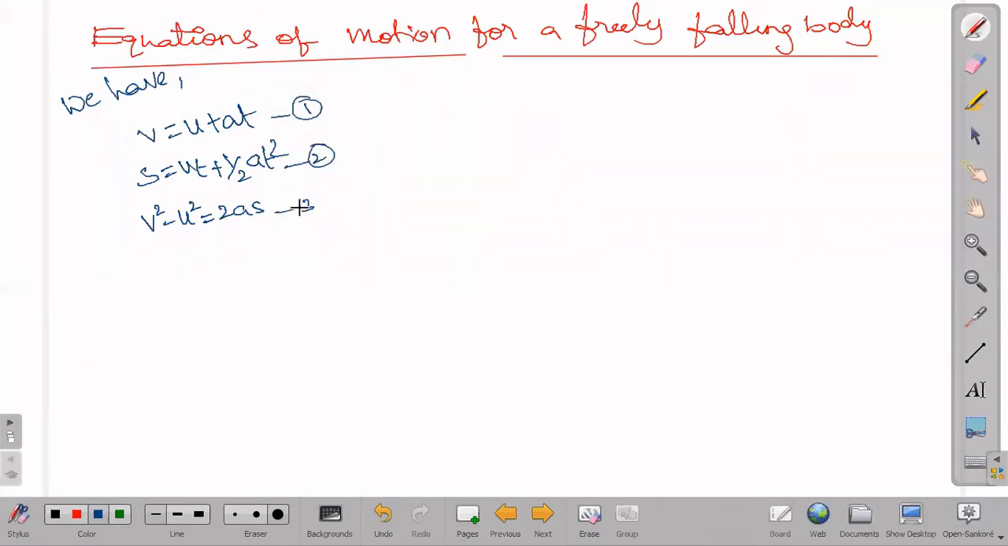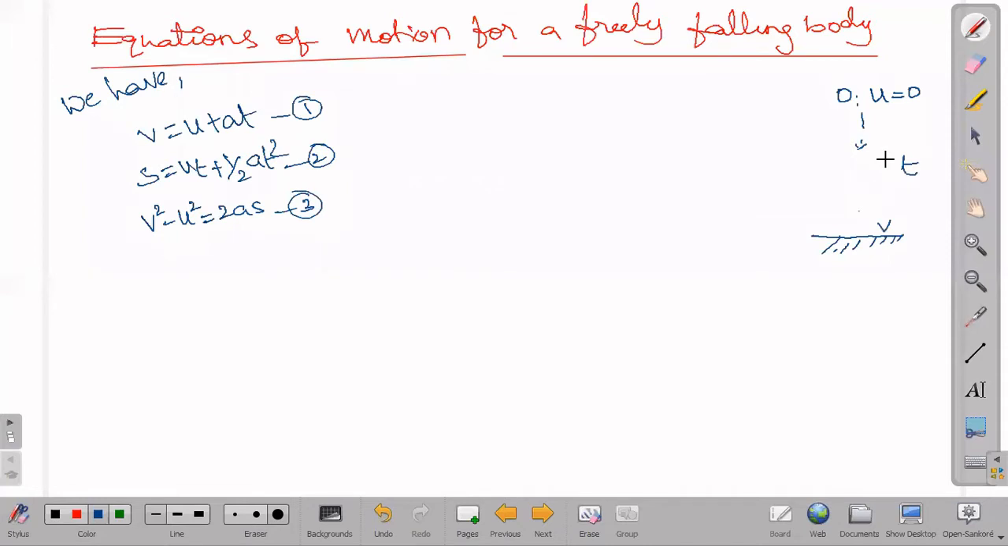Now, for a freely falling body, what happens if there is an object? If we are dropping it onto the ground, we are not imposing any initial velocity. So its initial velocity is zero. We are not throwing it, it has a zero initial velocity. When it is dropped, it will reach the ground after a certain time. It will have a certain final velocity.